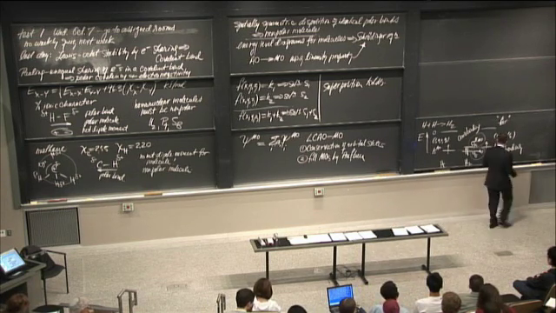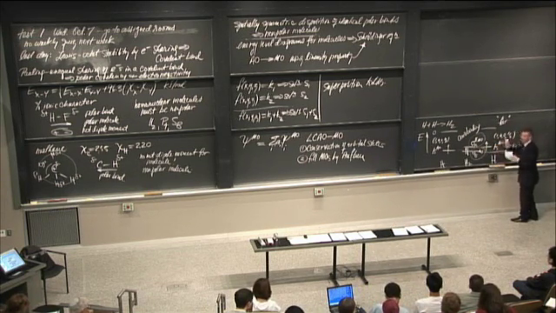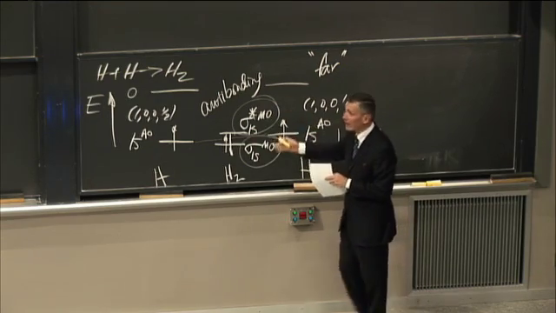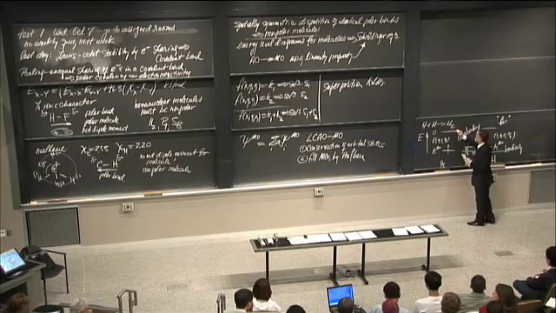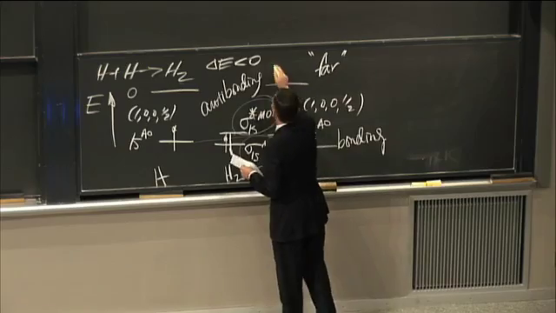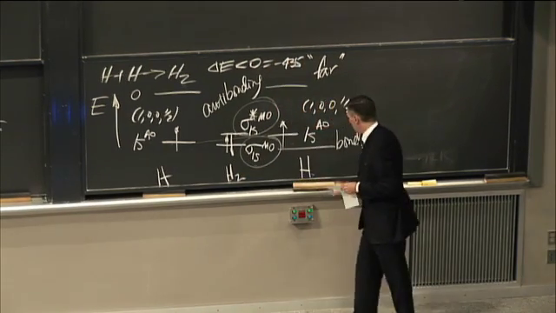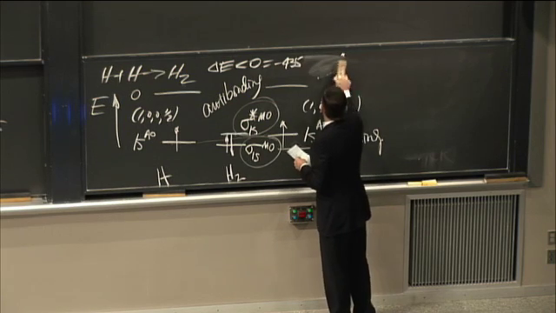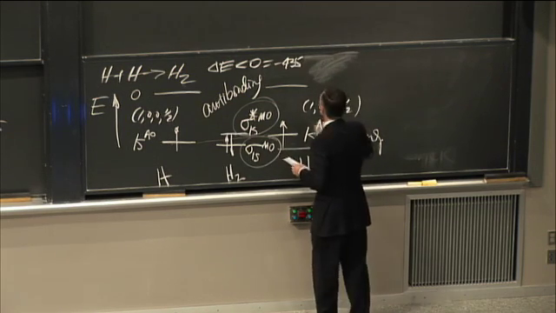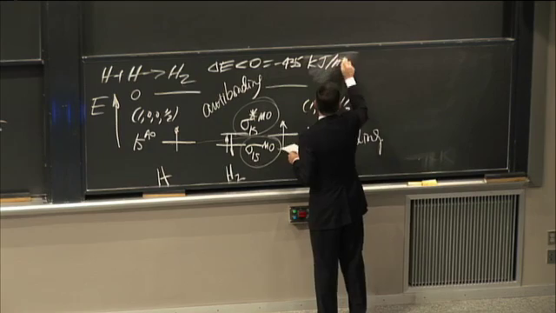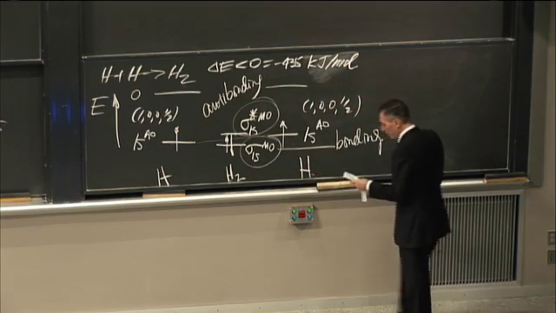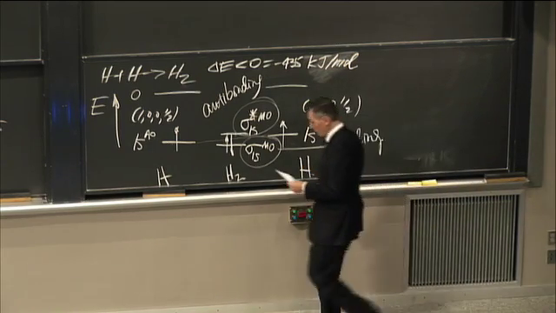And so I can argue that by this diagram, I haven't predicted anything, but I can use this diagram to rationalize that for this reaction, delta E is negative. And we know how negative it is. It's minus 435 kilojoules per mole. It's hugely negative. All right, so that's good.